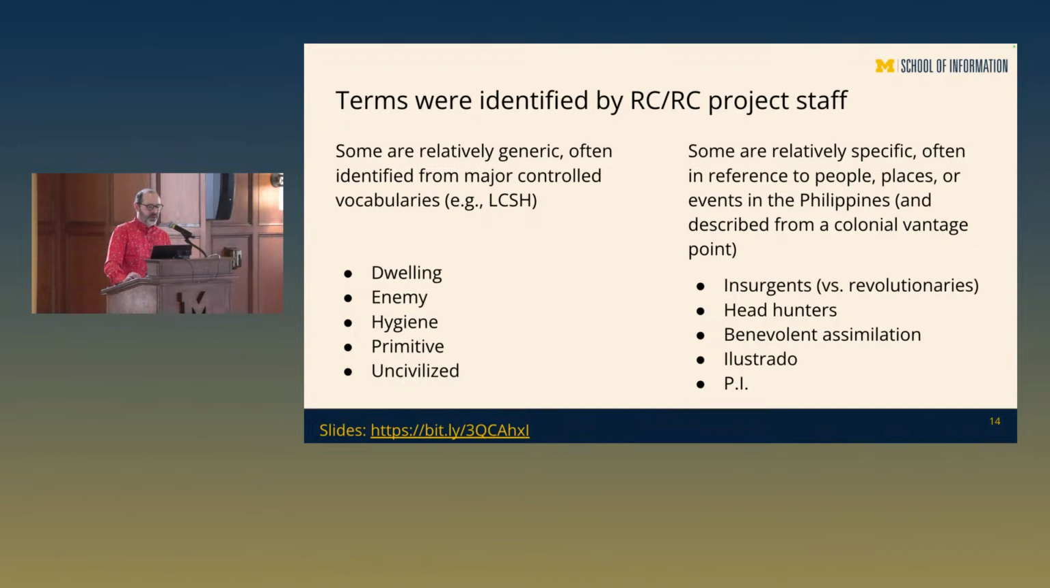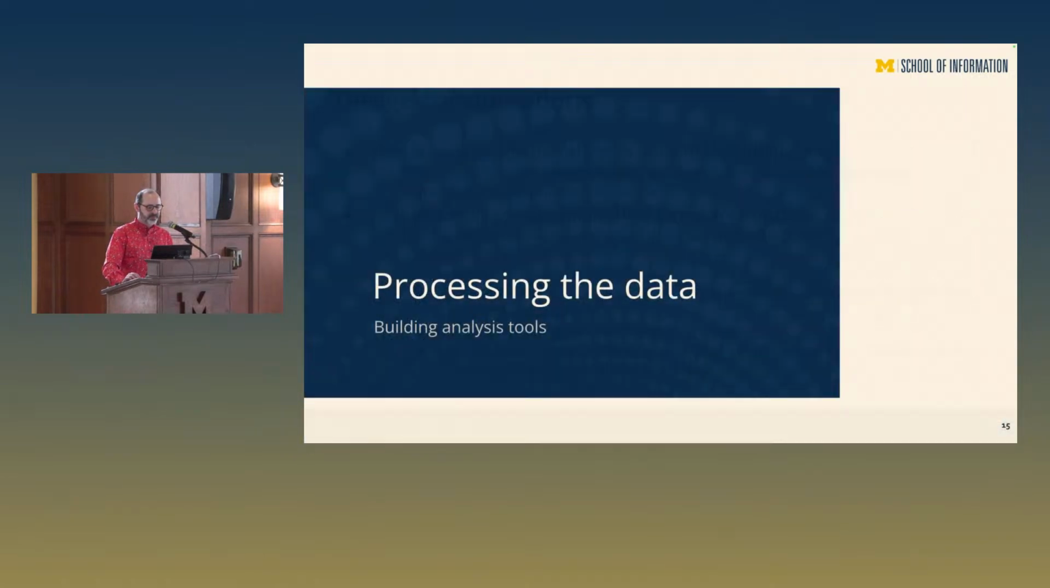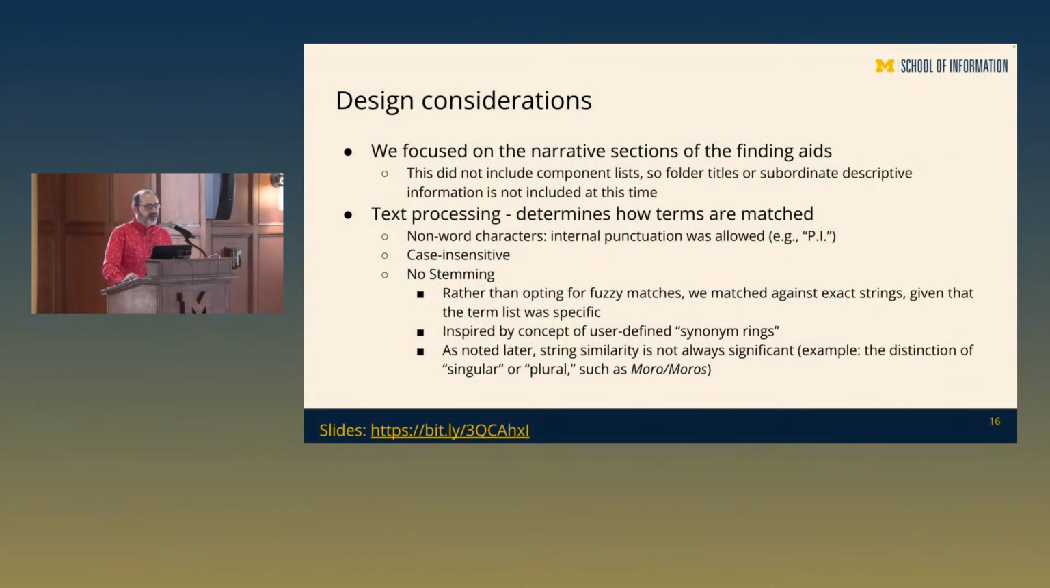Headhunters, which was commonly used to refer to certain upland tribes in the north of the Philippines. Benevolent assimilation, which is an American colonial term, ilustrado, which is a Spanish colonial term, and PI, with periods. So that's for Philippine Islands, which was a common abbreviation for the Philippines at the time.